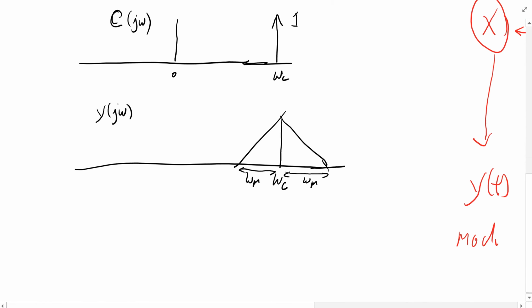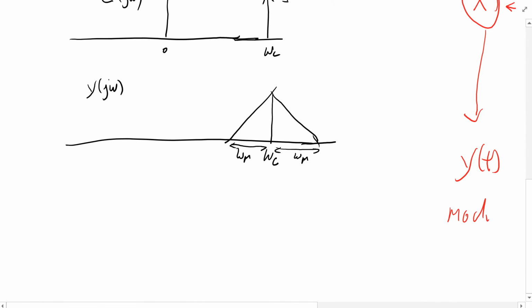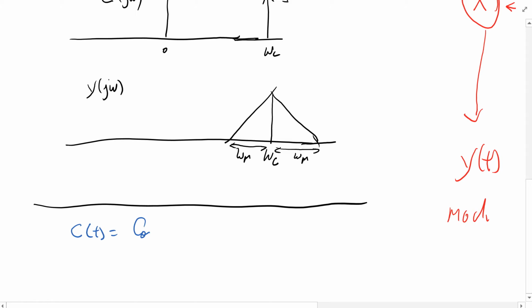So if you wanted to do two-sided, all we have to do is say, okay, instead of having our carrier be just e to the j omega c t, we're going to use a different color. Now, instead of having the carrier be e to the j omega c t, we're going to say our carrier is cosine of omega c t. Okay, and we also realize that cosine of omega c t is basically one half of e to the j omega c t plus e to the minus j omega c t.